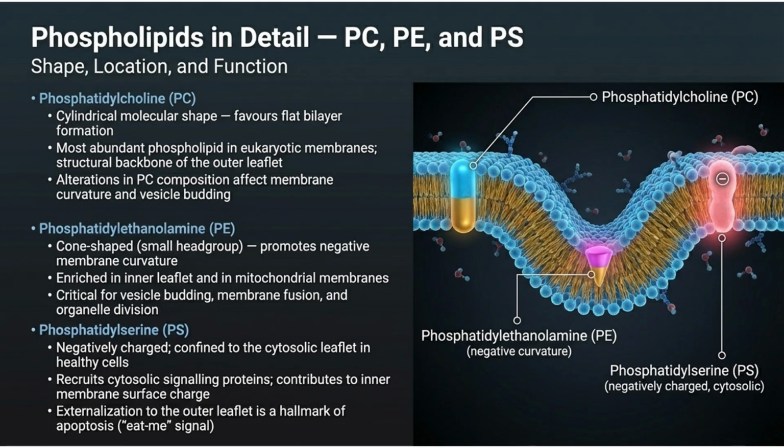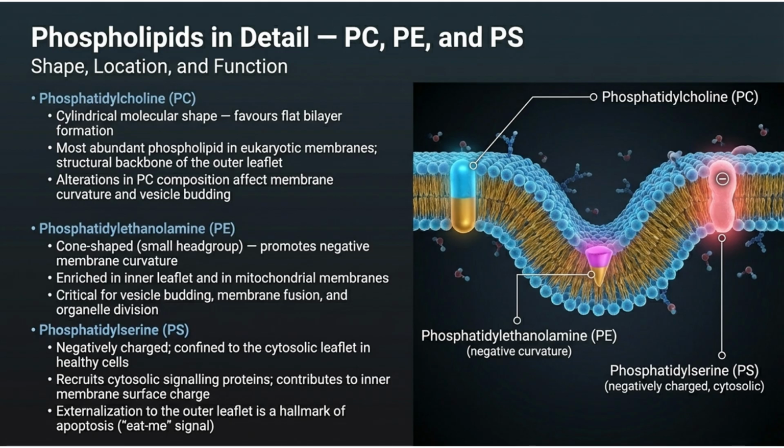Alterations in the fatty acid composition of phosphatidylcholine, for example, substituting saturated for unsaturated fatty acids, directly affect membrane curvature and the efficiency of vesicle budding. This is clinically relevant when we consider that vesicle trafficking is essential for processes like cortical granule exocytosis during the block to polyspermy.